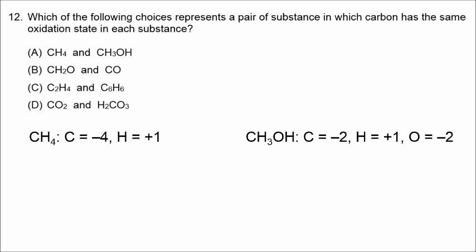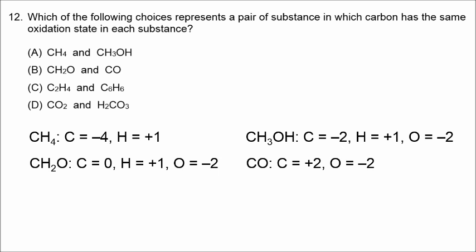And the other elements are still +1 and -2. So in all of these choices, hydrogen is +1, oxygen is -2. It's the carbon that might be different. So the correct answer is going to be one in which carbon is the same for each substance, same oxidation number. The next example, CH2O, carbon has an oxidation state of 0, but with CO, carbon monoxide, it is +2.